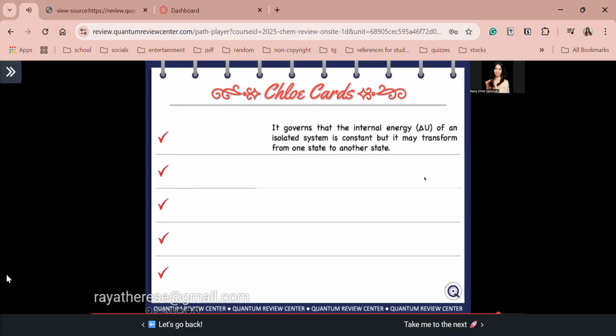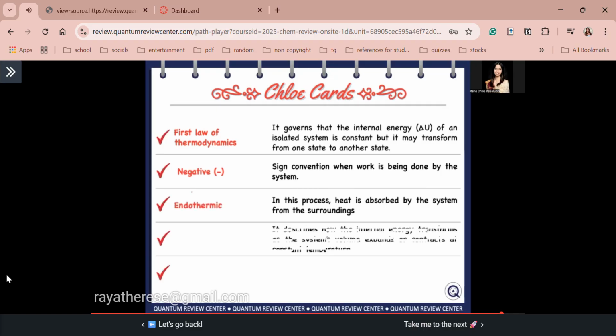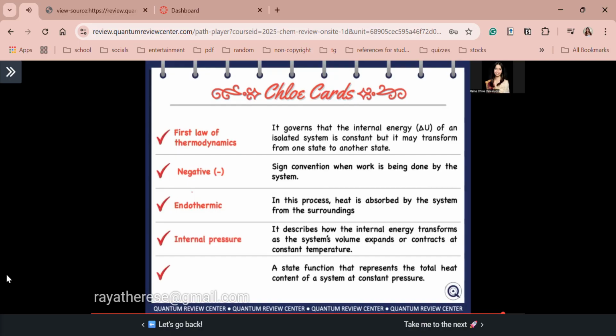Okay? The SERP. So, it confirms that the internal energy delta U of an isolated system is constant, but it may transform from one state to another state. What is that? First law of thermodynamics. Next, it is a sign convention when work is being done by the system. It is negative. Next, in this process, heat is absorbed by the system from the surroundings. What is that? Endothermic. Next, it describes how the internal energy transforms as the system's volume expands or contracts at constant temperature. That is internal pressure. A state function that represents the total heat content of a system at constant pressure. Ano yan, guys? Tama, that's enthalpy.